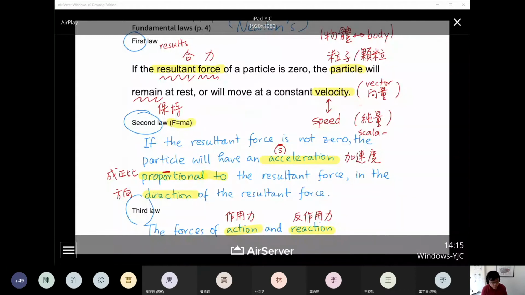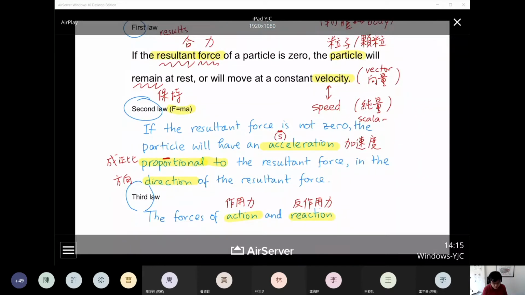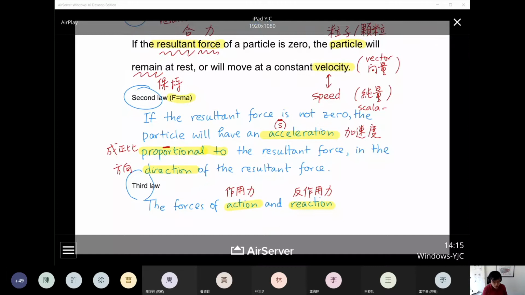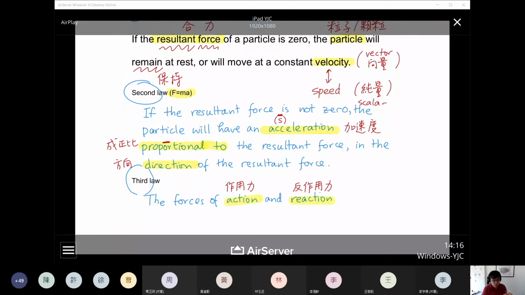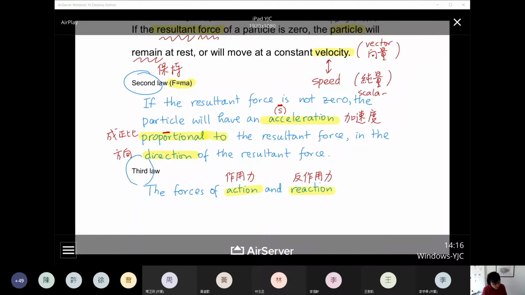And of course, you know the Chinese for all three laws, but I just want to cover the new words that you might not have encountered in your high school. The second law is, if the resultant force is not zero, the particle will have an acceleration. Acceleration is proportional to the resultant force and in the direction of the resultant force. So it is essentially F equals ma.